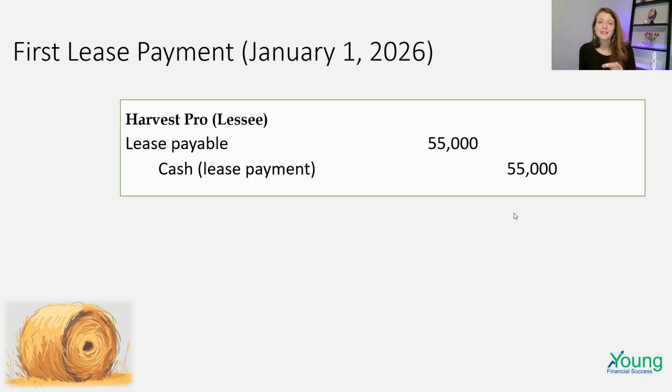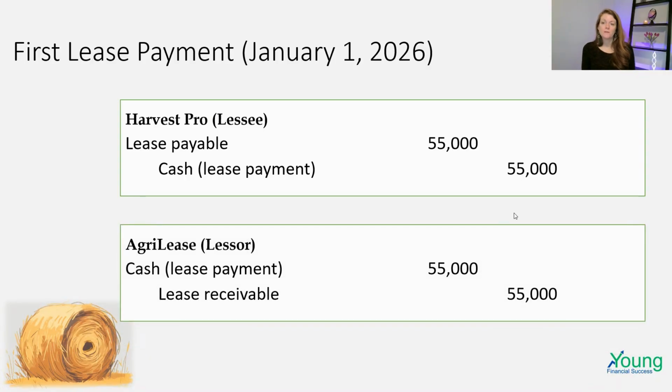So for the lessee, we're going to reduce the lease payable by the full amount of the payment, and we show that cash going out. There's no interest included here. For the lessor, same thing. They've got the cash coming in, and their lease receivable goes down by the full amount of the payment. Since not a single day has passed, that means there is no interest involved.